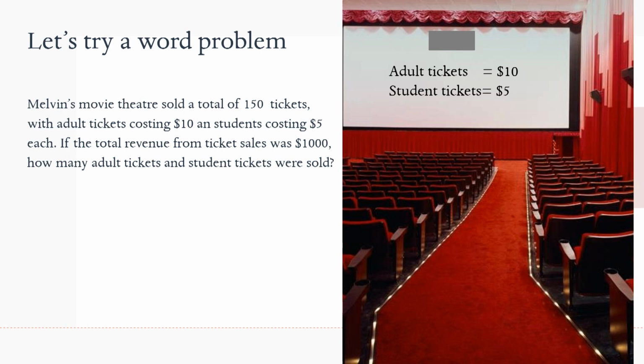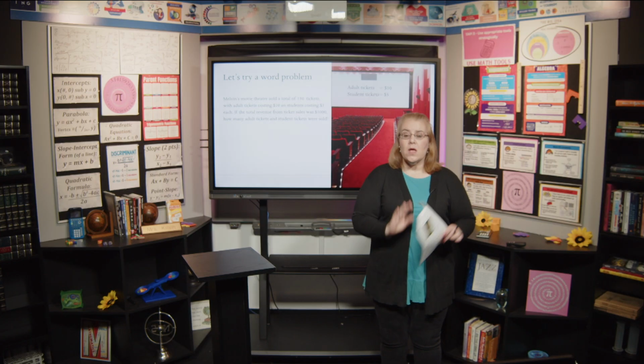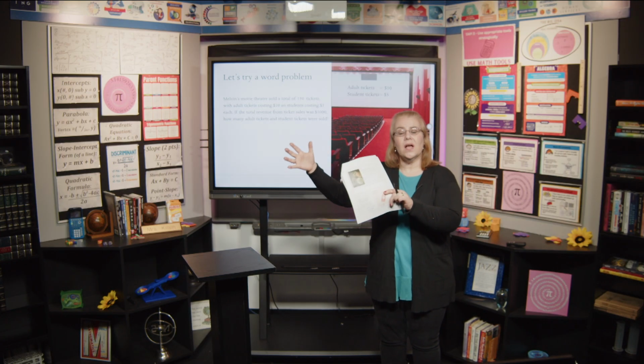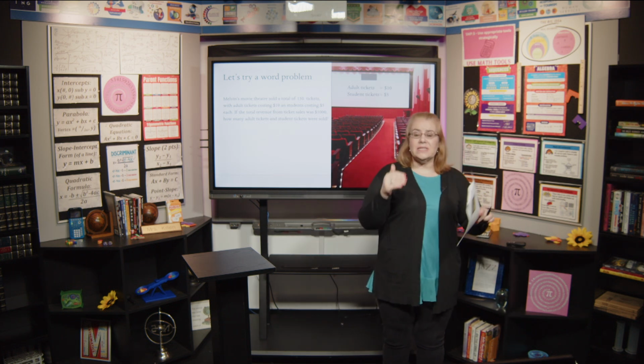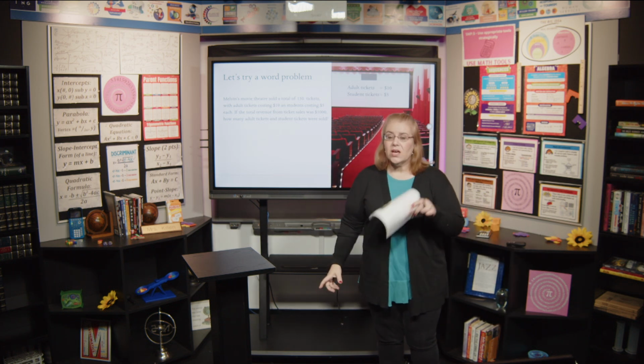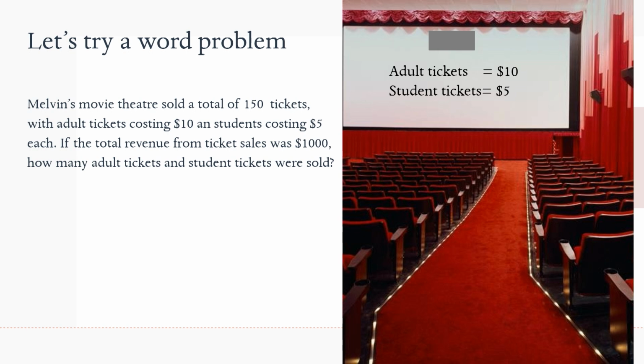Let's try a word problem. Melvin's Movie Theater sold a total of 150 tickets, with adult tickets costing $10 and student tickets costing $5. If the total revenue from ticket sales was $1,000, how many adult tickets and student tickets were sold? Now, before we start, let's remember something. Number plus number equals number. Money plus money equals money. Good job.